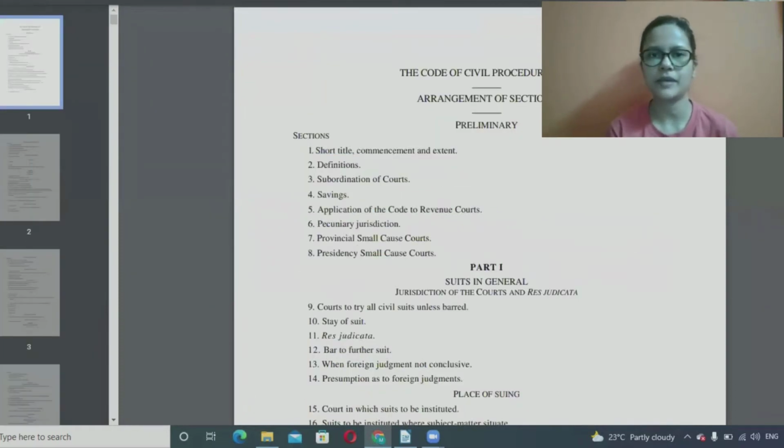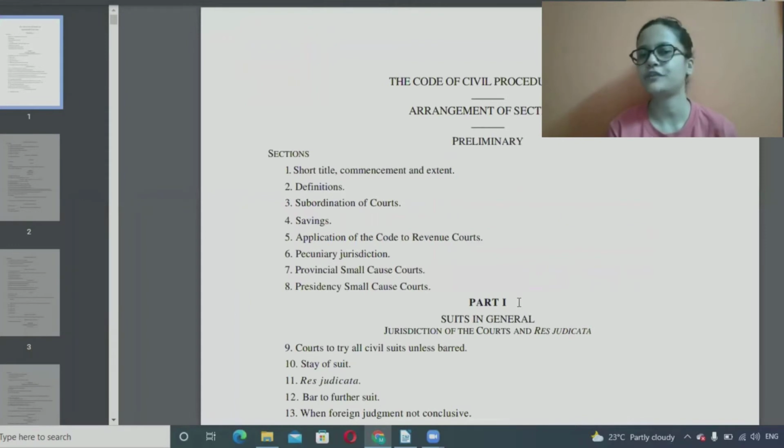So this is like the main body of the code where we have different parts. Under that we have different sections, but for orders we have different rules, like 1, 2, 3, 4. It will not continue like 158 sections, but rules will start with number 1 for all the different orders. Like for order 1 it will start with 1, for order 2 also it will start with 1, like that.